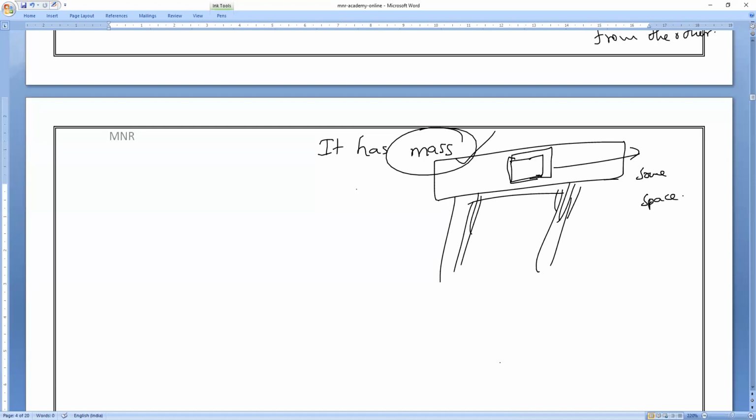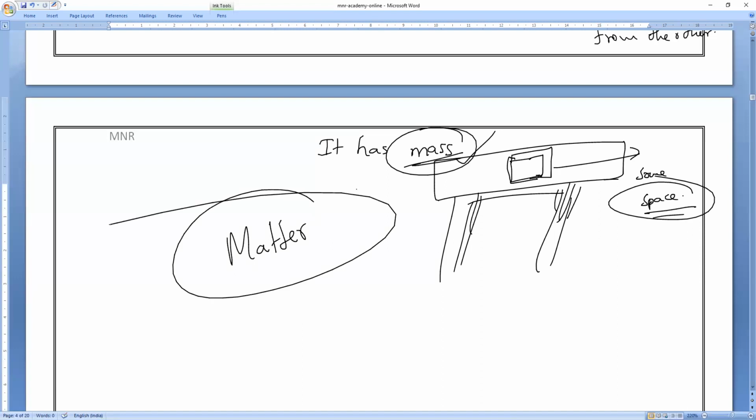Similarly, every kind of material we use in our daily life has mass and occupies space. Scientifically, these materials which have mass and occupy space are what we call matter. In general life, the meaning of matter is different, but scientifically, the meaning of matter is different. Hope everybody understood. That is what you have to remember.